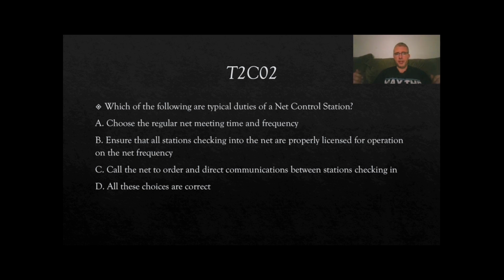So let's look at B. Ensure that all stations checking into the net are properly licensed for operating on the net frequency. That's a lot of work. Have to look up every single call sign. Make sure everybody's legal. So that leaves C. Call the net to order and direct communications between stations checking in. And there's your correct answer right there. Let's go to 3.